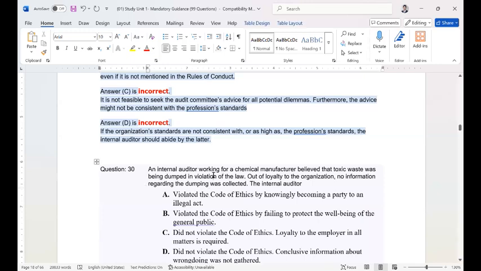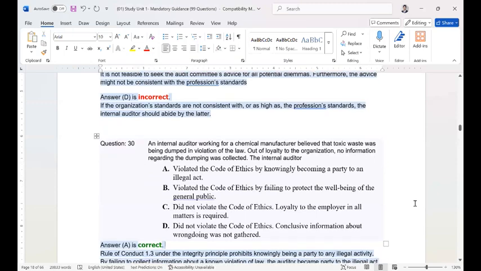An internal auditor working for a chemical manufacturer finds that toxic waste is dumped. Now, dumping toxic waste is an environmental issue. We're violating environmental laws. Out of loyalty, no information regarding this is collected. So clearly he has violated. You can't say C and D are wrong. You can't say he clearly violated the code of ethics because he must report on it. You can't hide it. Yeah, the answer is A, becoming a party to an illegal act. Yes, you have to escalate it.